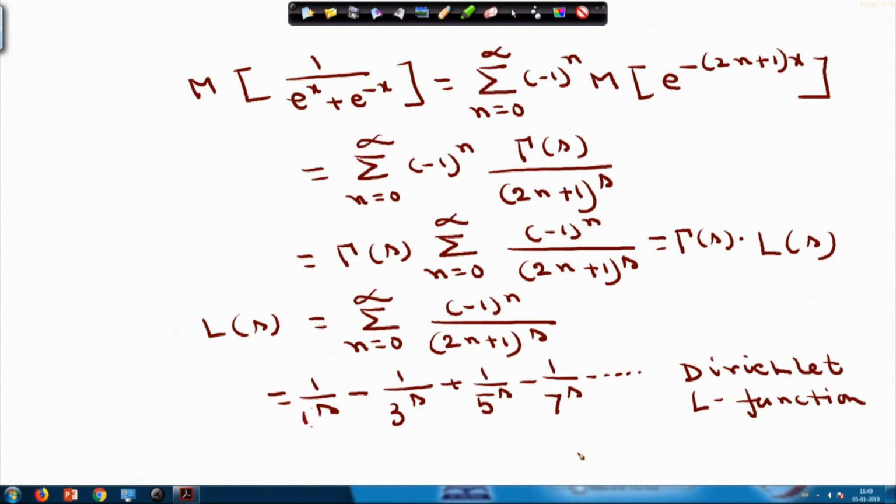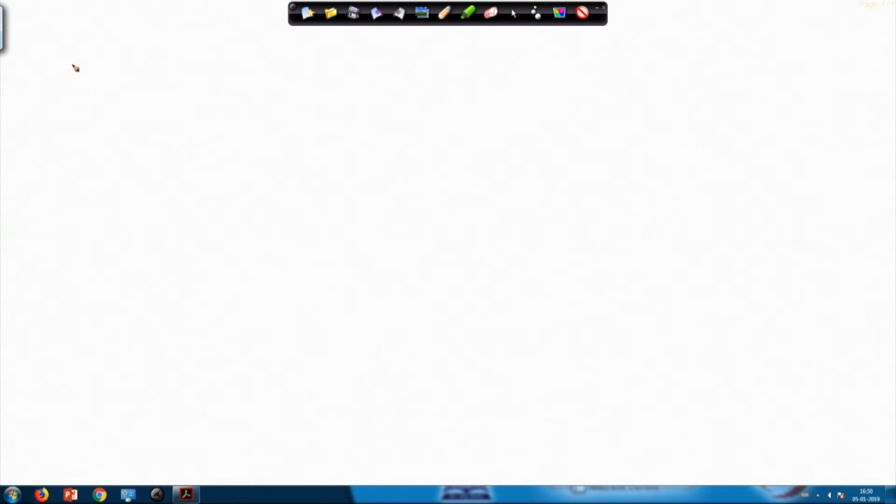So, in other words, we can say that the Mellin transform of 1 by e to the power x plus e to the power minus x can be represented in terms of the Dirichlet L function, where the Dirichlet L function is 1 by s minus 1 by 3 to the power s plus 1 by 5 to the power s minus 1 by 7 to the power s, like this. Let us do the next example on Mellin transform.